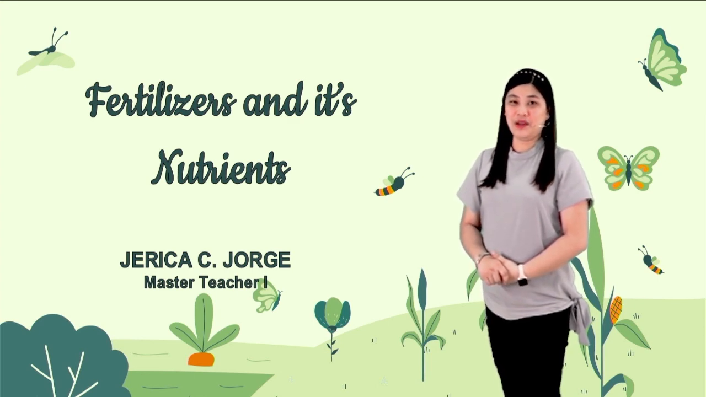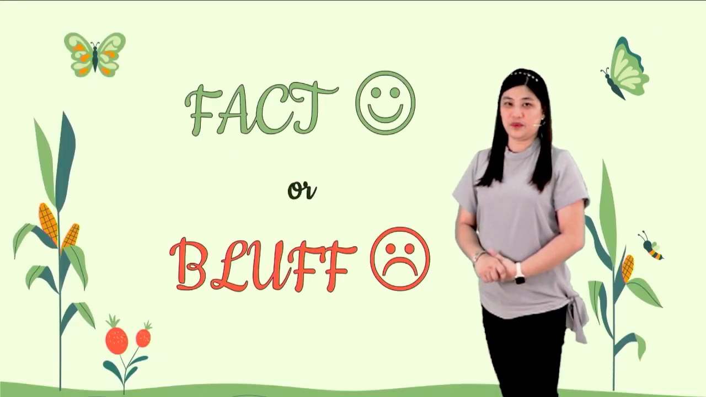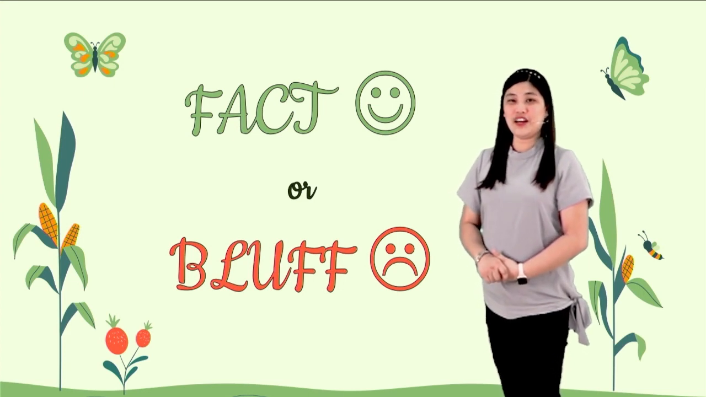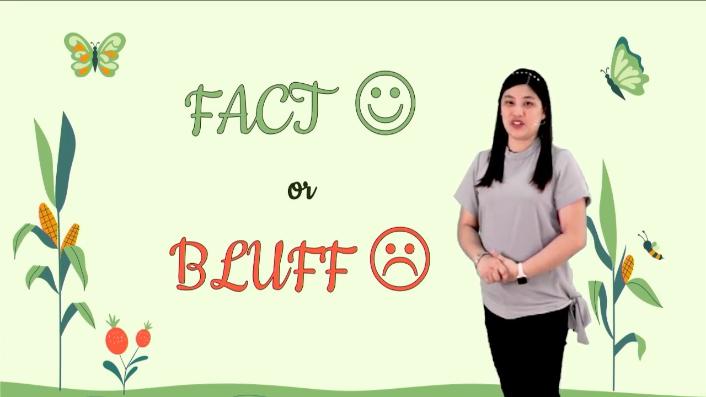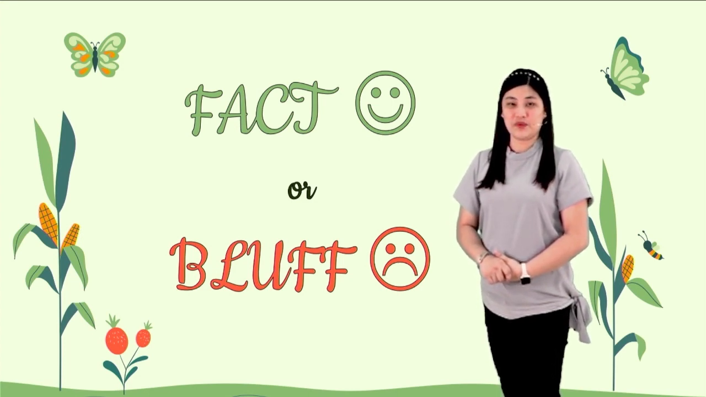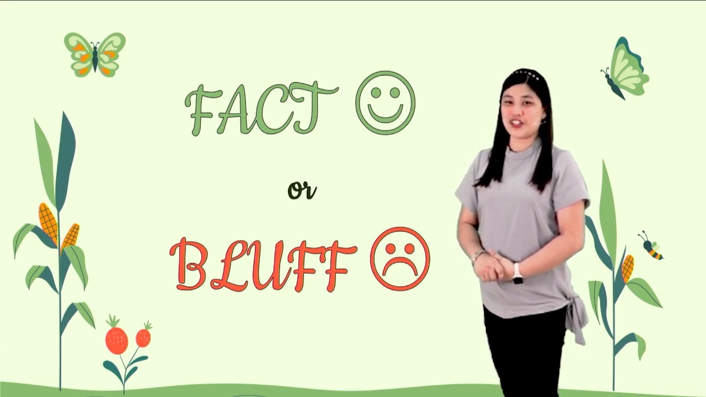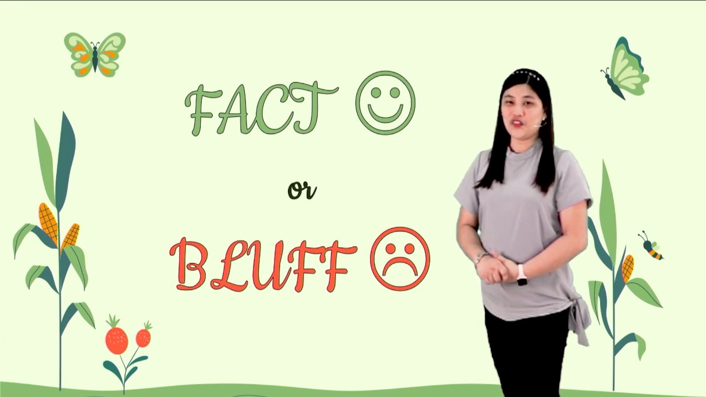Earlier, you were able to understand and learn the different plant food nutrients and their functions. Now, let us have a recap by having a short activity called Fact or Bluff. Directions. You are going to comment a happy emoji if your answer is fact, and comment a sad emoji if your answer is bluff. Are you ready? Let us start. First item.